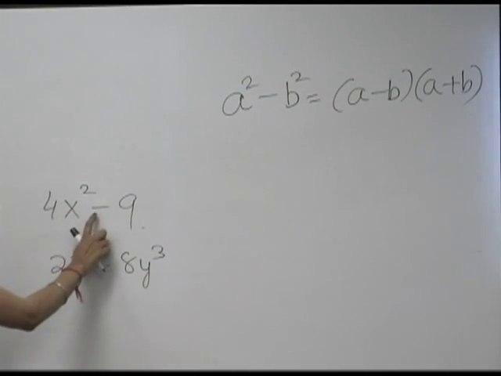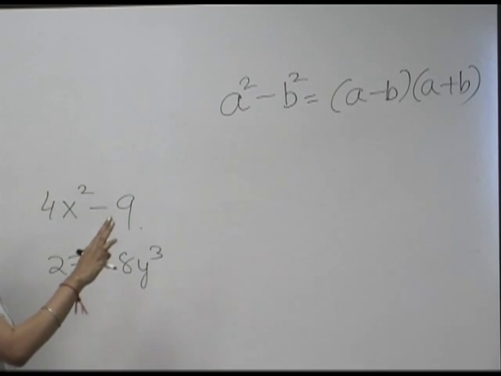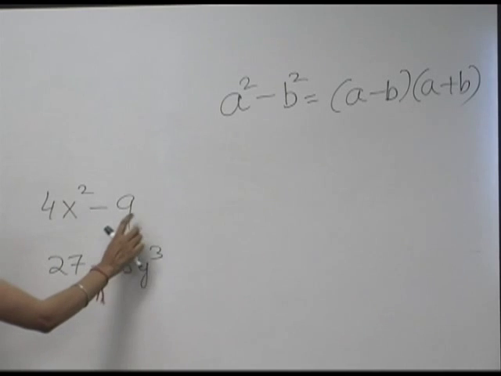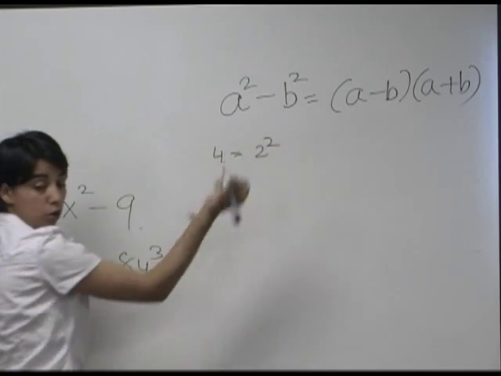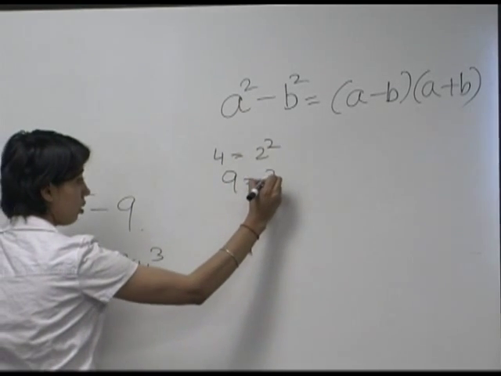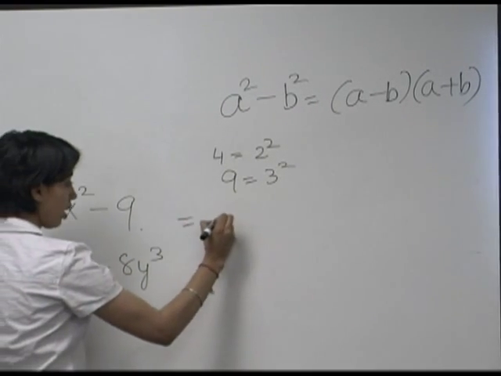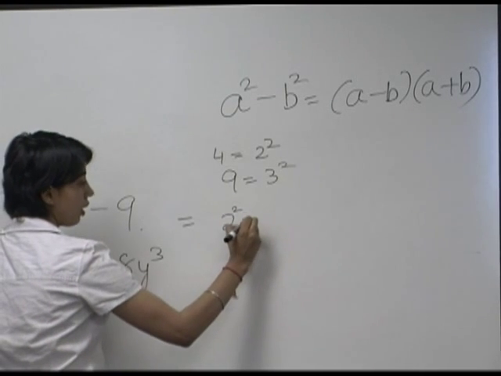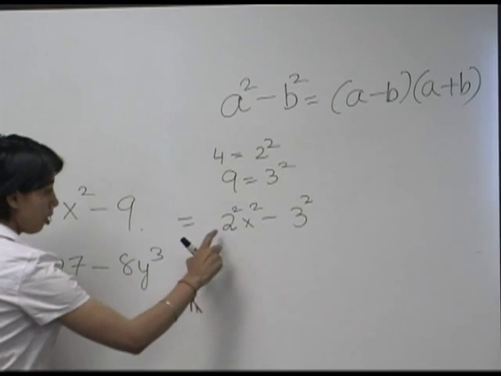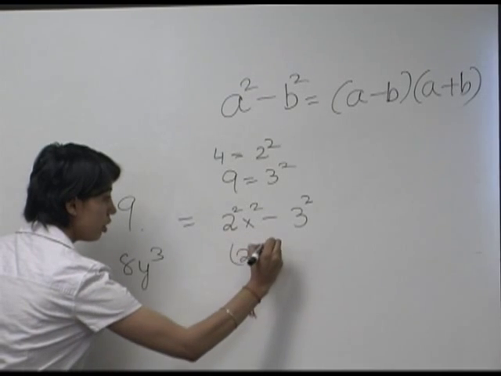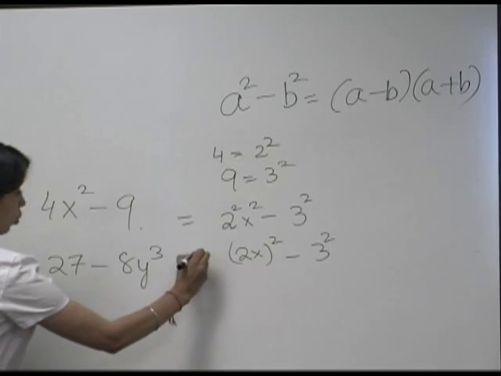Anytime you see, only for the difference. If there is a plus sign, it does not apply. We don't apply the same rule, right? So you have 4x squared minus 9. 4 is a perfect square of what number? 2 squared gives you 4. 9 is a square of what number? 3 squared. Right? As he said, we can write 4x squared as 2 squared x squared minus 3 squared. Right? This means what? Basically 2x whole squared minus 3 squared.